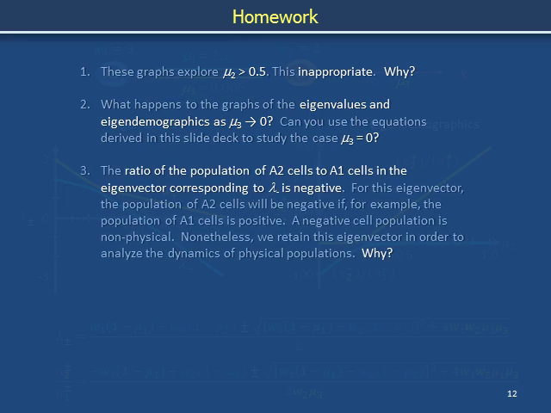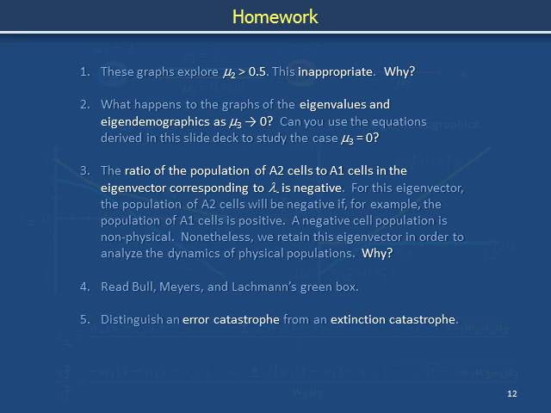The ratio of the population of orange cells to blue cells in the eigenvector associated with the eigenvalue lambda minus is negative. For this eigenvector, the population of orange cells would be negative if, for example, the population of blue cells were positive. A negative cell population is non-physical. Nonetheless, we retain this eigenvector in order to analyze the dynamics of physical populations. Is it okay for eigenvectors to have negative components? Why? Scan through the green box on the cited paper. Use the cited paper or your favorite resource to distinguish between an error catastrophe and an extinction catastrophe.